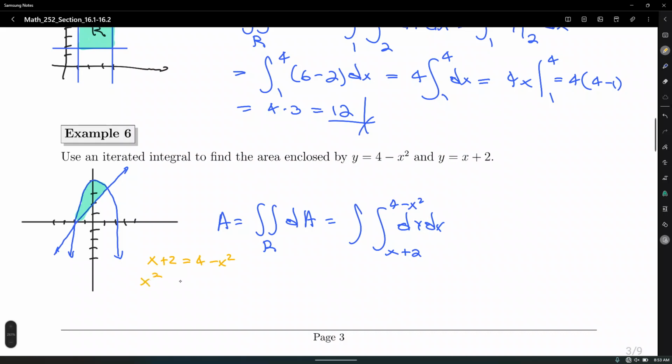That is x squared plus x plus 2 minus 4. Set it equal to 0. Combine like terms: x squared plus x, 2 minus 4 is negative 2. Set it equal to 0.